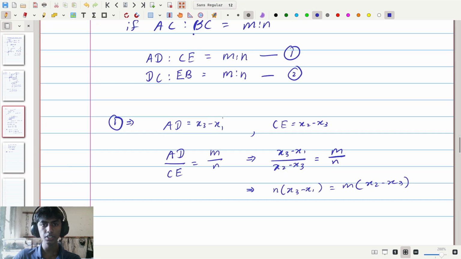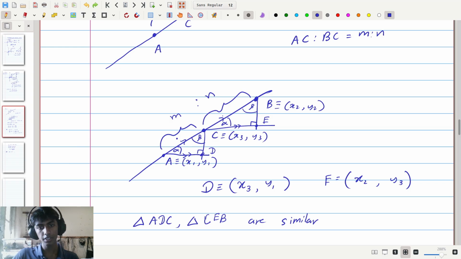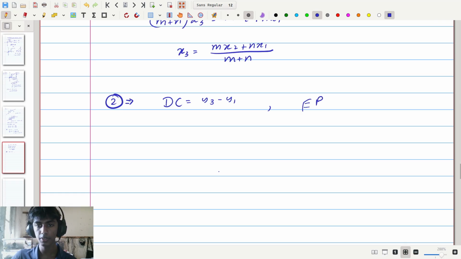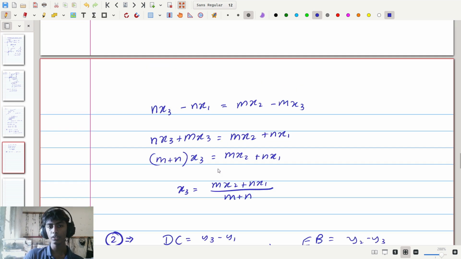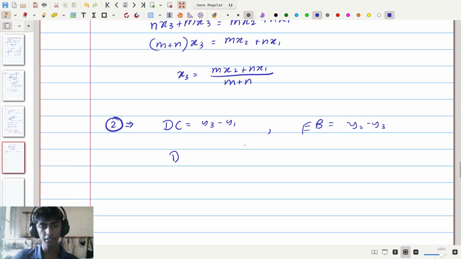Similarly, if I consider the other length I want, EB, E and B have the same x coordinate x2, but they have different y coordinates. B has y2 and E has y3. So then the distance EB would be simply y2 minus y3. So I can write that down. EB is y2 minus y3.